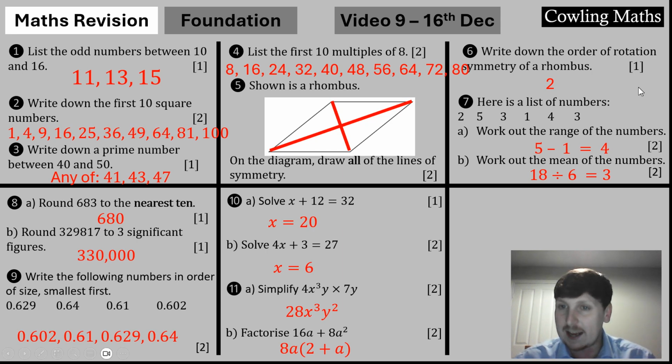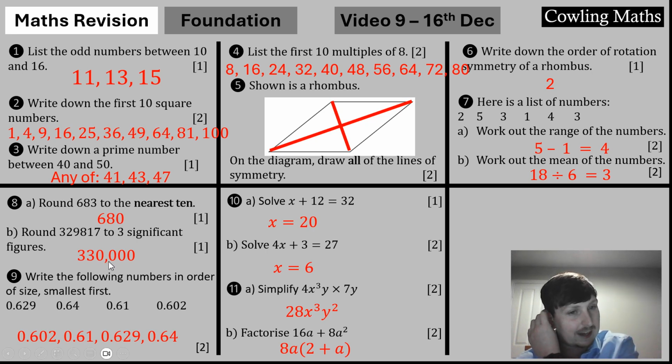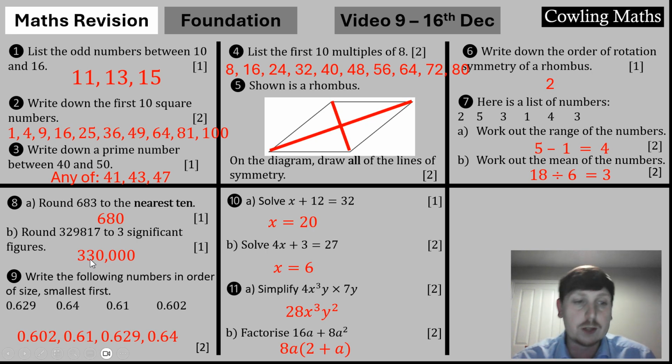Question 7, part A, it's a 2-mark question, so make sure you show your working out. Final answer is 4, and you get that from doing 5 take away the biggest minus the smallest. Part B, to get the mean of the numbers, you have to add them up and divide by how many. So 2-mark question, you'll get 1 mark for showing your working out, 18 divided by 6, because there's 6 numbers in total. So the total divided by the number of numbers, and final answer is 3, so 2 marks if you got 3. 8A is 680, 8B is 330,000, so that's 3, 3, and then 4 zeros.